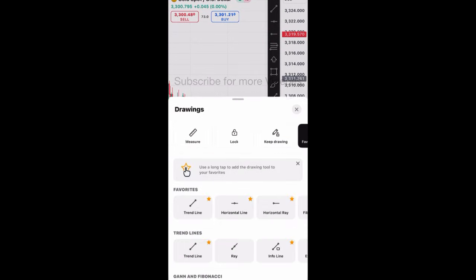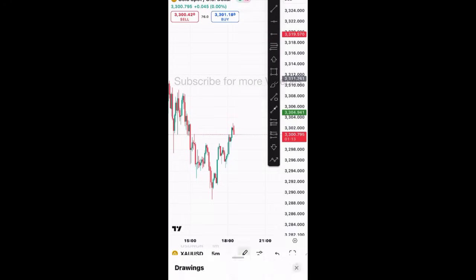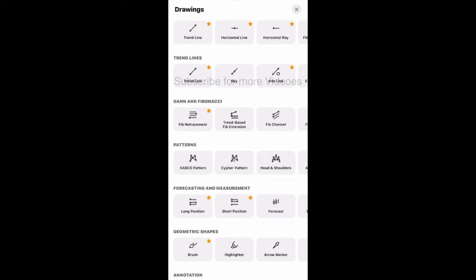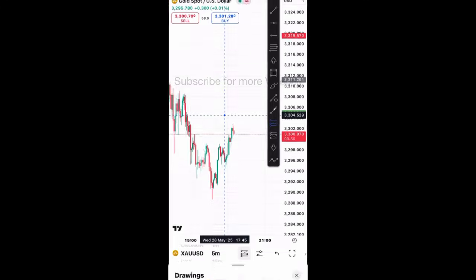When you tap on this, you see there's a pencil icon right here. Tap on this. This is actually TradingView, so go ahead and download it on your Apple App Store or from your Google Play Store. When you tap on it, you swipe up, you'll see forecast and measurement. When you are going for a buy, you have to make use of long positions. While when you are going for a sell, you have to use short positions. So I'm going to tap on long.